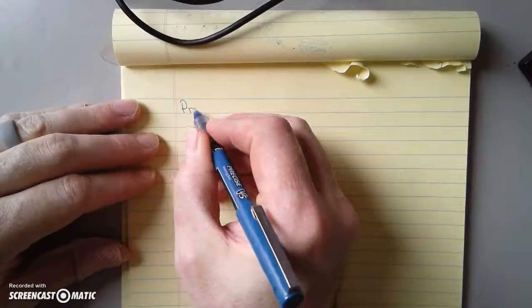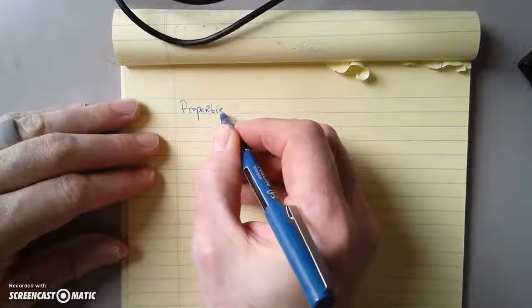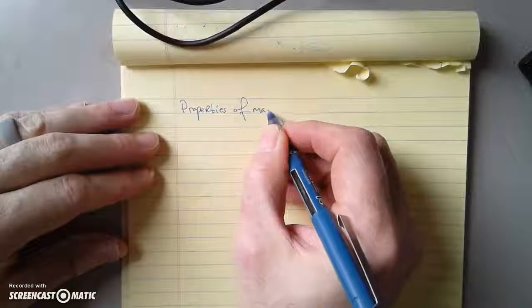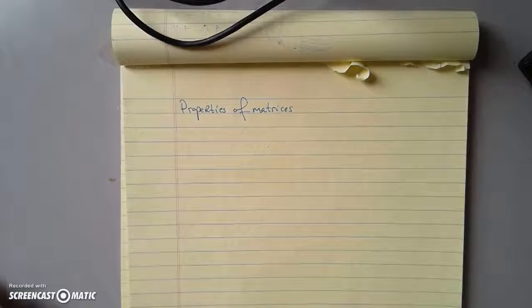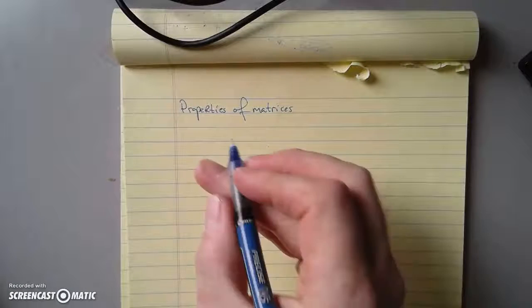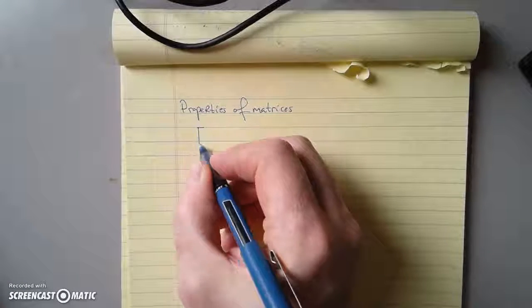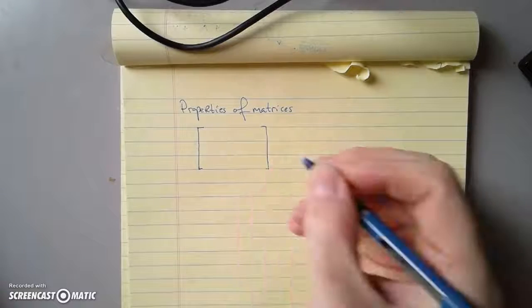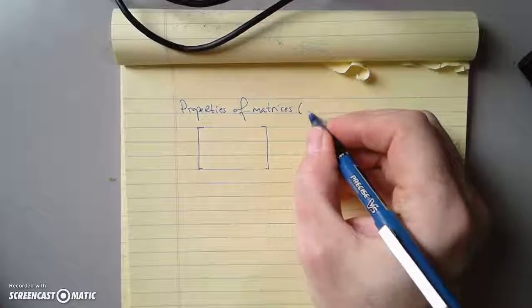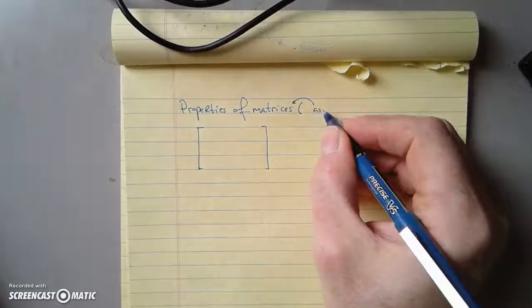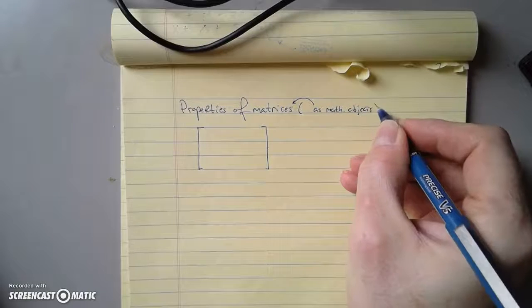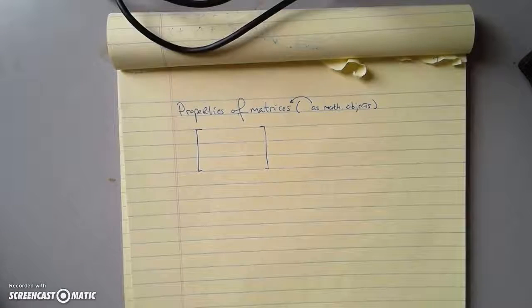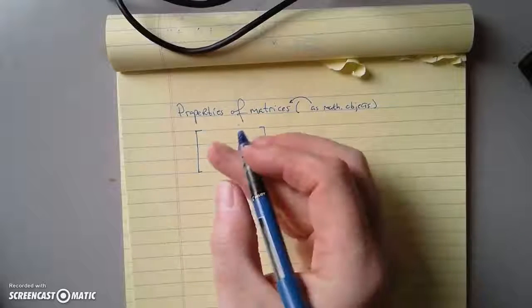Let's go over properties of matrices. So far we've seen matrices in terms of augmented matrices for solving a system of equations. We can actually treat arrays of numbers as objects themselves, as math objects, in the same way that numbers can be treated as mathematical objects, or vectors can be treated as mathematical objects. So here's the idea.